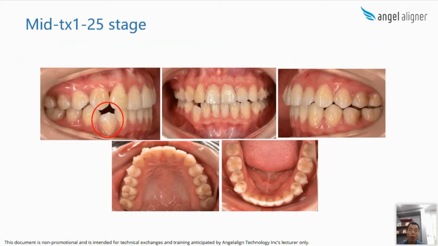The patient wore all the 25 aligners and came back to the doctor and found that the tooth, this canine, was intruded unanticipatedly due to the lack of space. So in this case, we had to reboot and start a mid-course correction because we don't have enough space to correct the intrusion of these teeth.